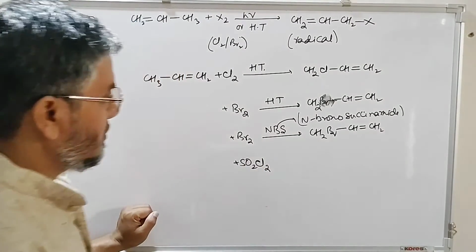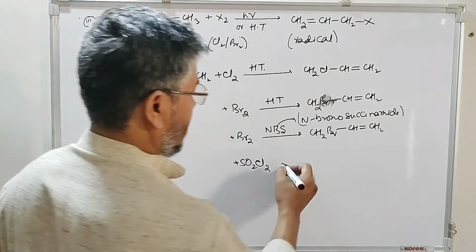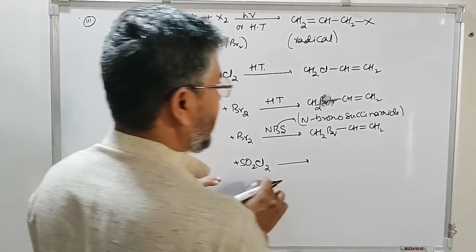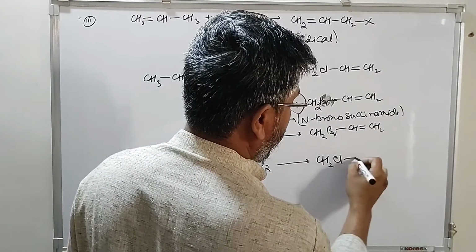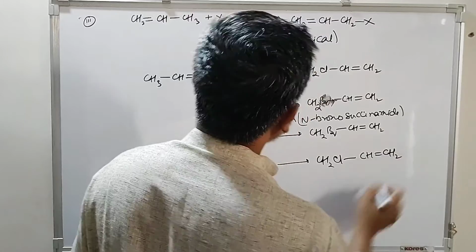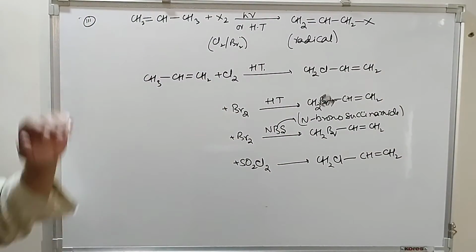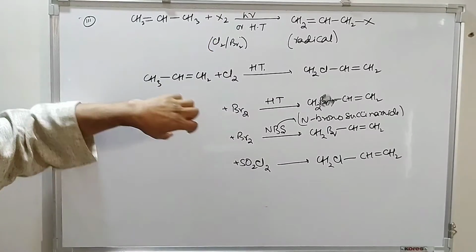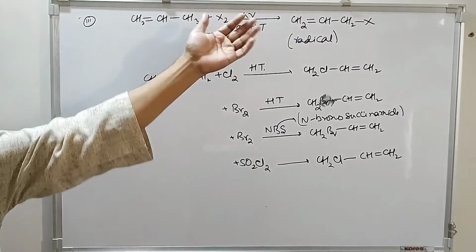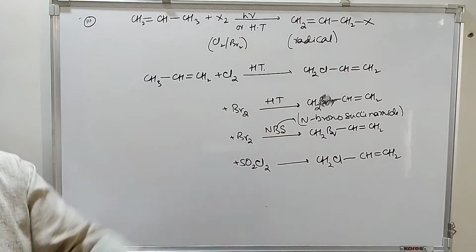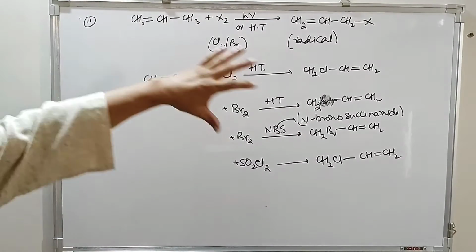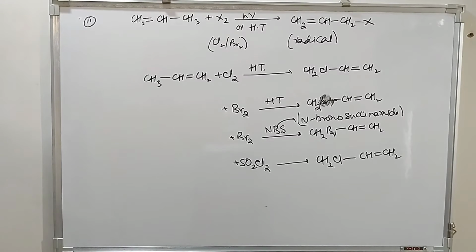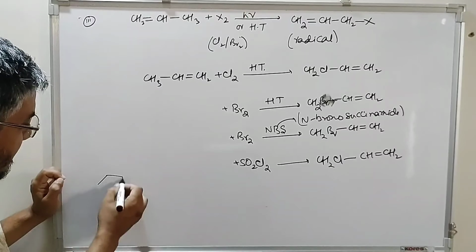SO2Cl2, sulfuryl chloride, is a specific reagent used for allylic chlorination, giving CH2Cl-CH=CH2. So simply addition of halogen gives you addition reaction, but if halogen is reacted with this allyl group in presence of sunlight or high temperature, this gives you allylic substitution reaction. So this is preparation from alkenes and alkynes.